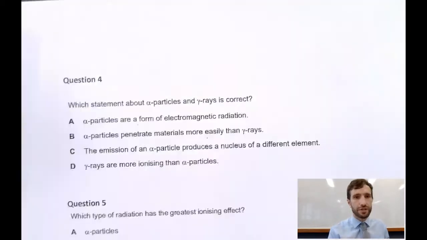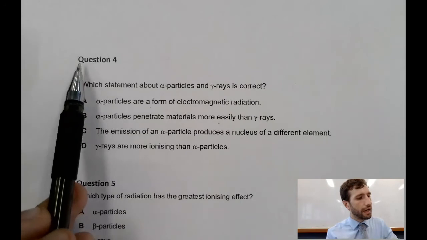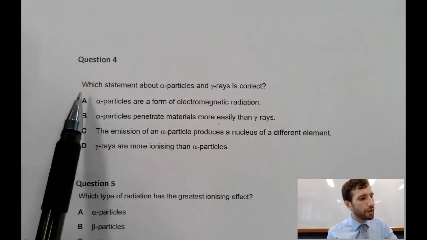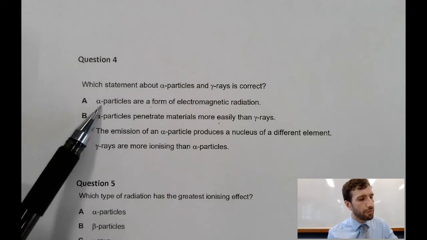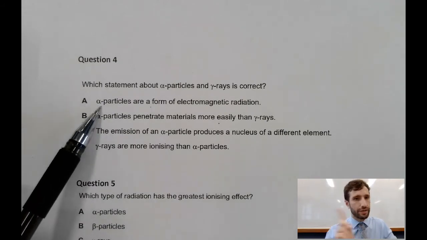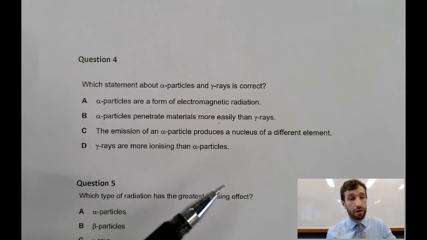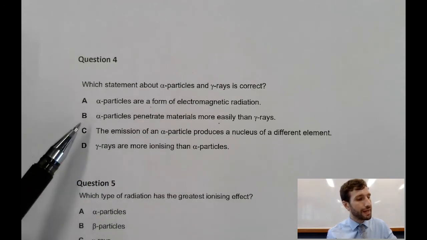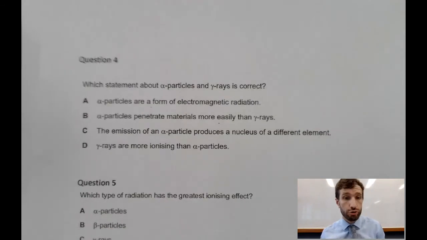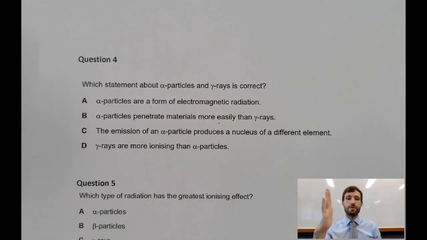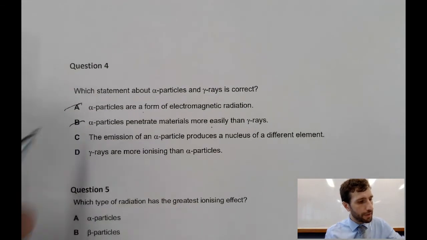Last couple of questions are just about the nature of our decays, because we do have to keep this kind of thing in our minds, all right? Which statement about alpha and gamma is correct? Alpha particles are a form of electromagnetic radiation. Not true. Gamma rays are electromagnetic radiation. Alpha particles penetrate materials more easily. Also not true, because we've seen that paper stops alpha, gamma passes right through. So we can get rid of A and B.